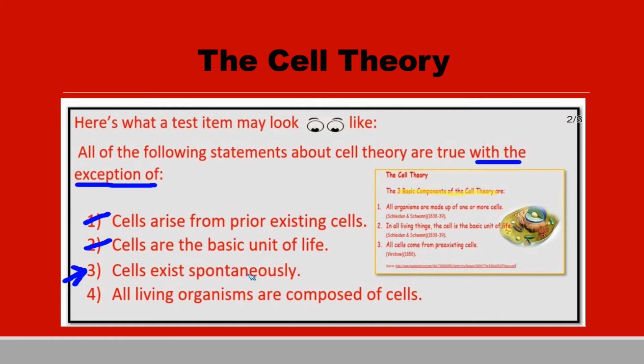We can also look at option number 4, all living organisms are composed of cells. And we know that this statement is true because all living organisms are made up of 1 or more cells. And so therefore we can also eliminate option number 4. So once again, option number 3 is the correct choice in terms of answering this statement.